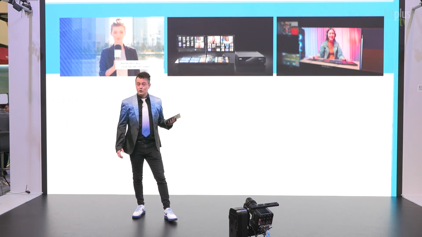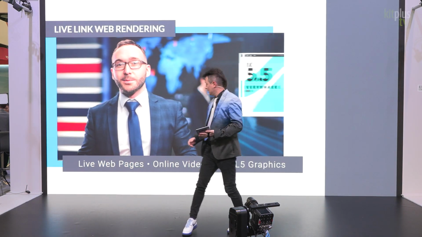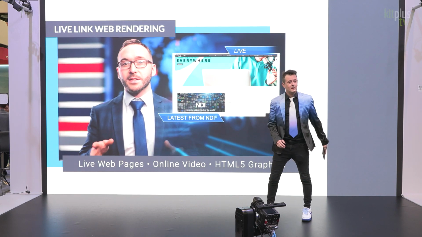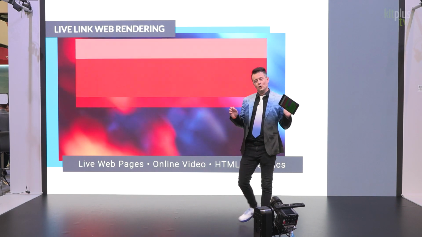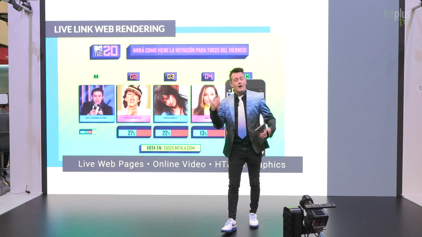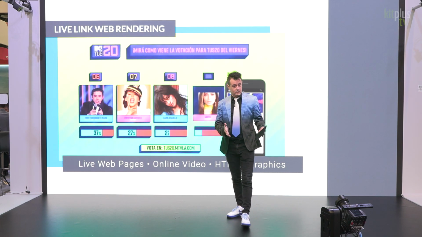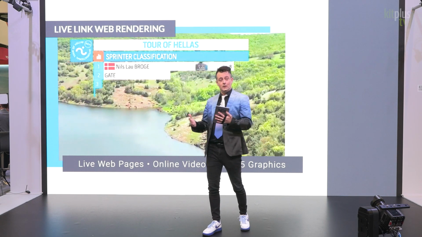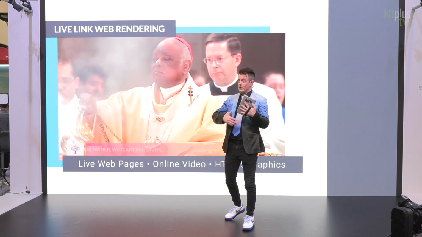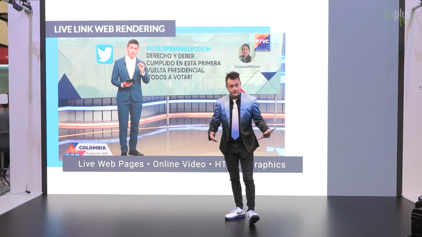But some of the new tools of TriCaster start with the exciting Live Link feature. Live Link gives you access to online videos, web pages, and graphics built directly into the switcher so that you can embed them into your show without the need for external tools like additional computers, etc.